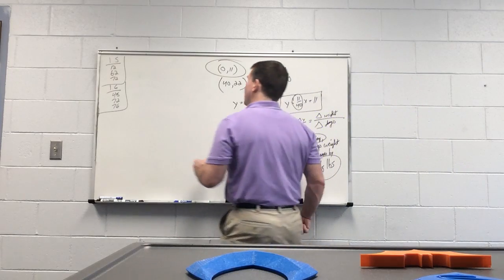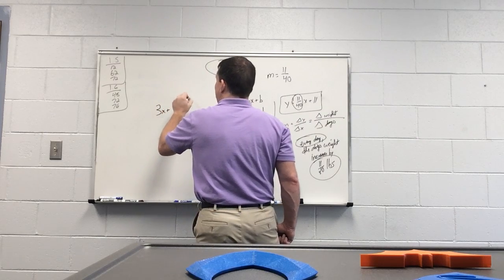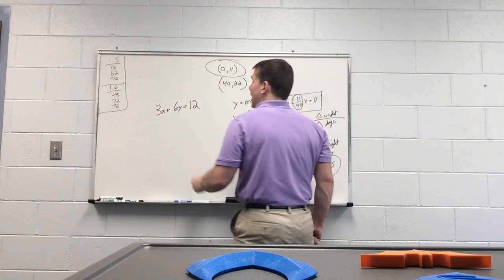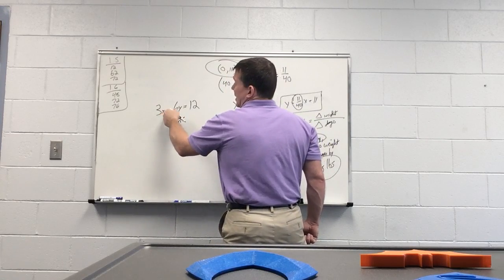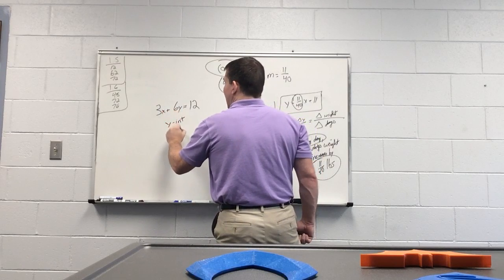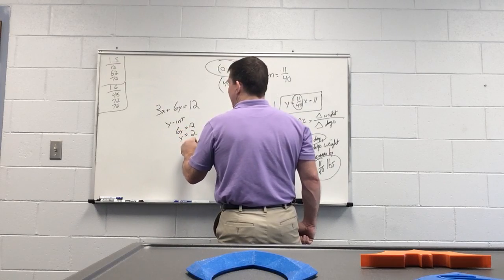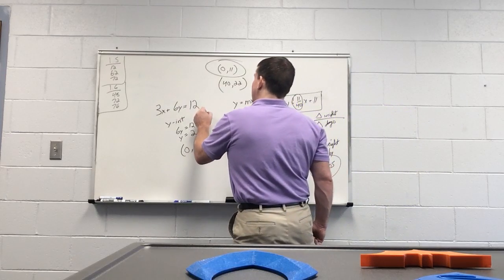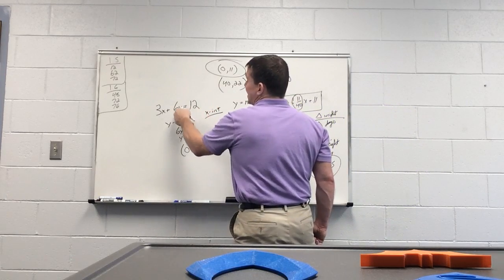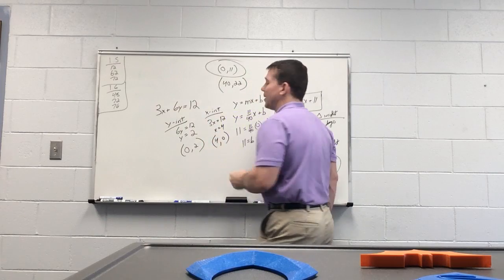It's actually straightforward. If you have an equation, I'll write it in standard form: 3x plus 6y equals 12. To get the y-intercept, you make x 0. Then you get 6y equals 12, so y equals 2. And your intercept is 0, 2. To get the x-intercept, you do the same thing. You make y 0. If y is 0, I get 3x equals 12, x equals 4. And I get the point 4, 0.